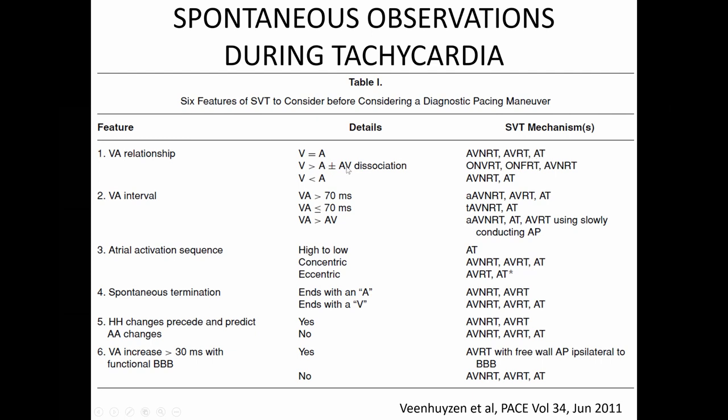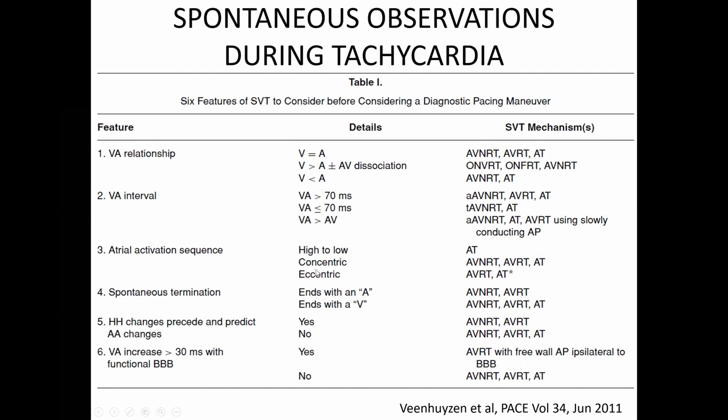If there's more V's than A's, it could be the very rare nodofascicular or nodoventricular reentrant tachycardia, or it could be a very unusual AV node reentrant tachycardia. If there's more A's than V's, it could be AV node reentrant tachycardia with lower common pathway block, or atrial tach. If the VA interval is longer than 70, it could be atypical AVNRT, AV reentrant tachycardia, or AT. If it's less than 70, it's usually going to be typical AVNRT.